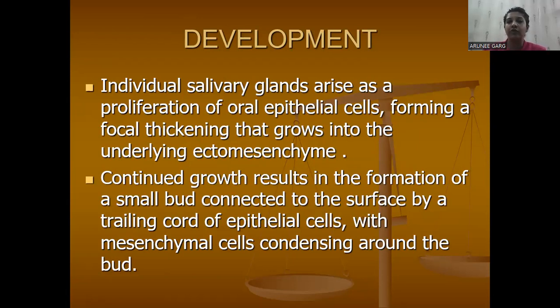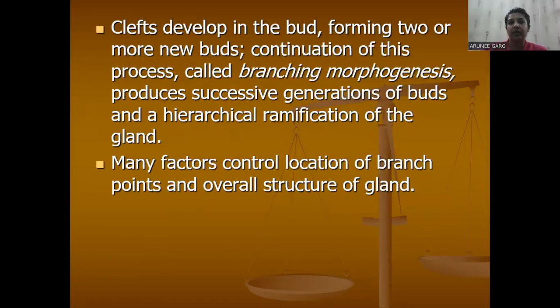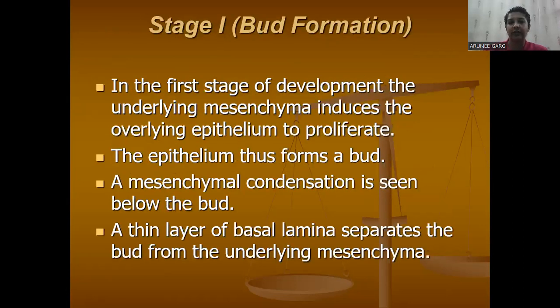Continued growth results in the formation of a small bud that is connected to the surface by a trailing cord of epithelial cells, with the mesenchymal cells condensing around the bud. Clefts develop in the bud, forming 2 or more new buds, and the continuation of this process is called branching morphogenesis, which produces successive generations of buds and a hierarchical ramification of the gland. Many factors control the location of the branch points and overall structure of the gland.